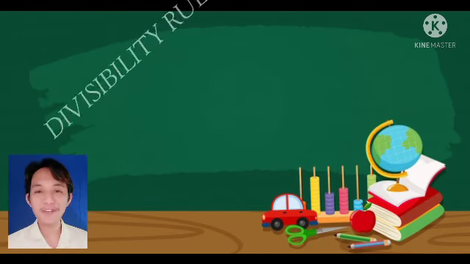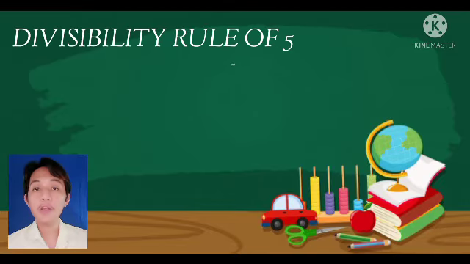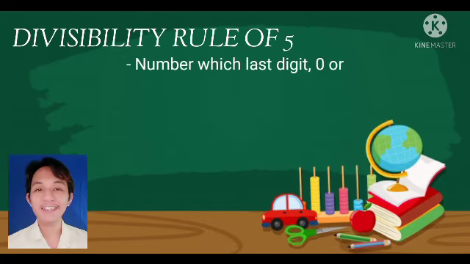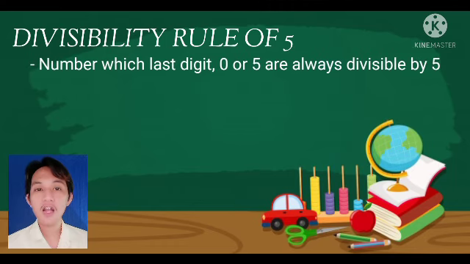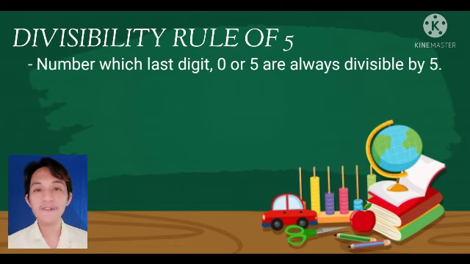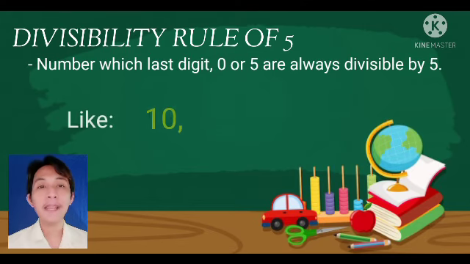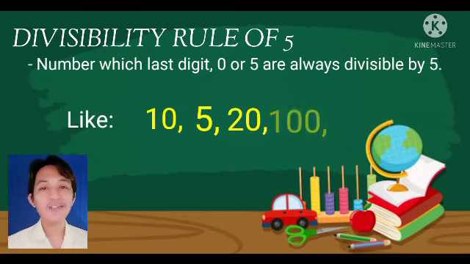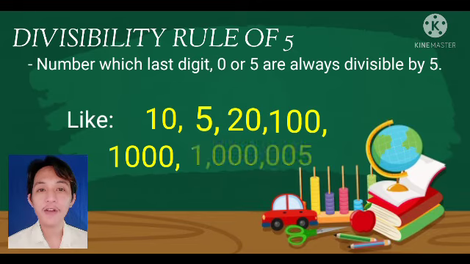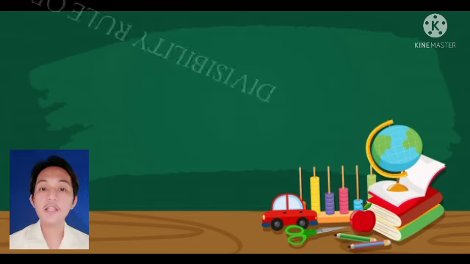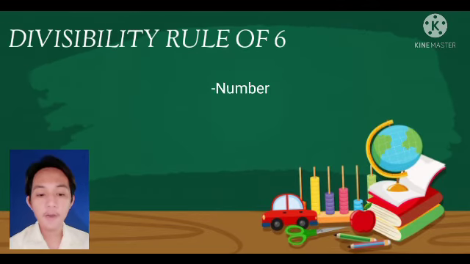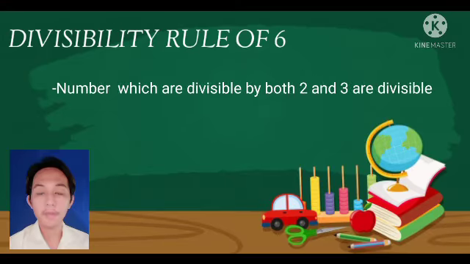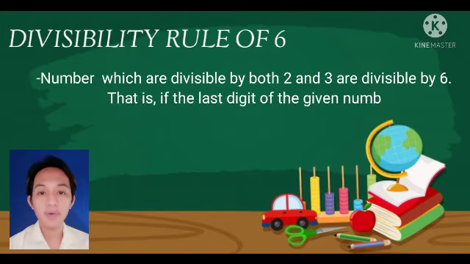Let's proceed to the divisibility rule of 5. Numbers whose last digit is 0 or 5 are always divisible by 5, like 10, 5, 20, 100, 1,000, 5,000, 1,000,000, and so on. Divisibility rule of 6. Numbers which are divisible by both 2 and 3 are divisible by 6.